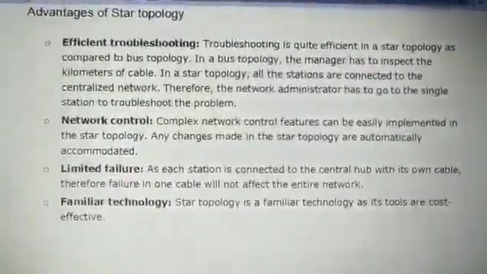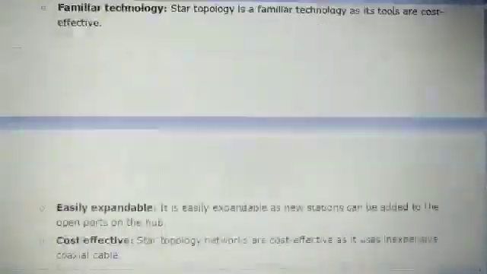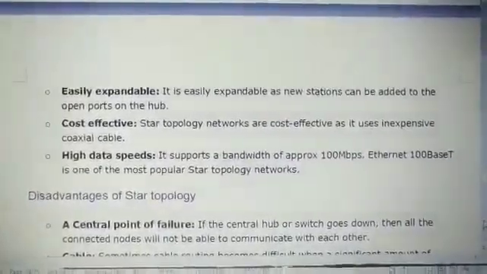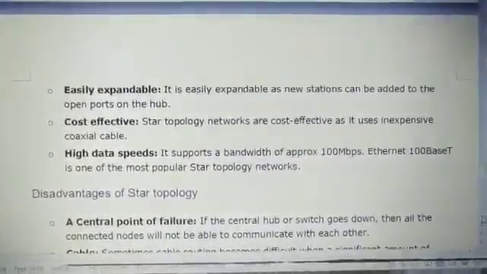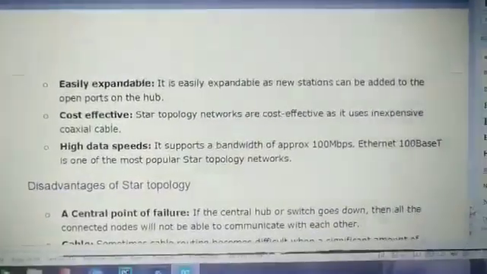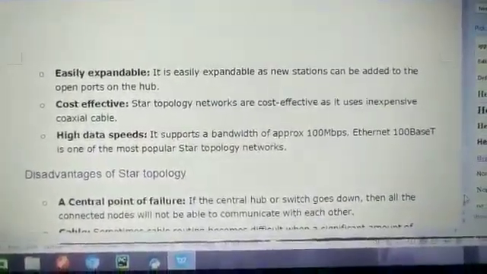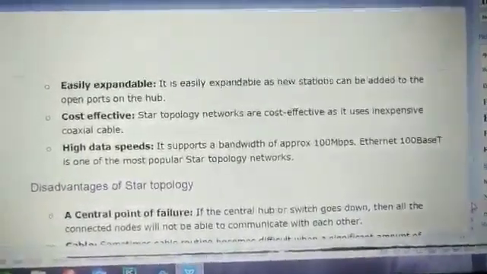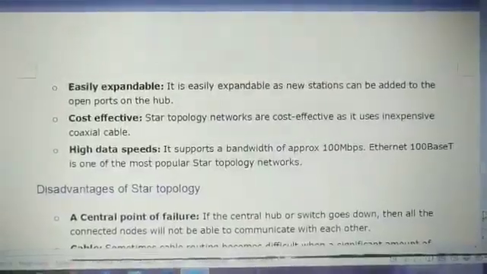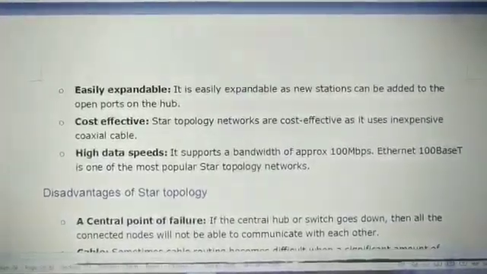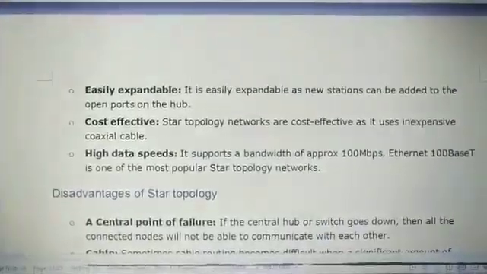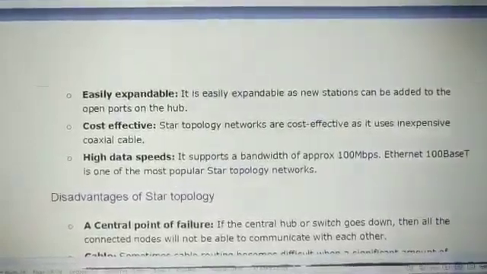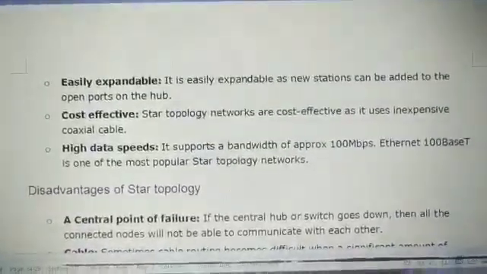Now, let me see the disadvantages. Okay, so one more advantage is that it is easily expandable. It means that you can add a new station easily. Okay. And cost effectiveness is also there, because we are using inexpensive coaxial cable, it is not so expensive. And high data speed, that is, it supports a bandwidth of approximately 100 Mbps, and that is in the kind of network that uses this technology. It is the Ethernet 100 Base-T LAN topology.